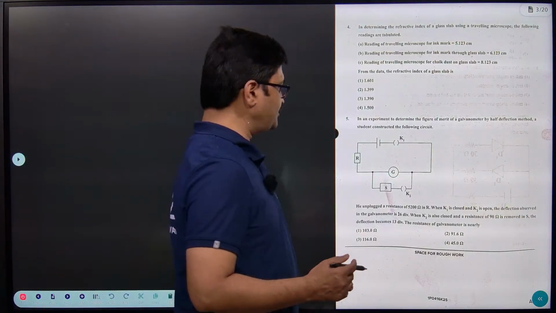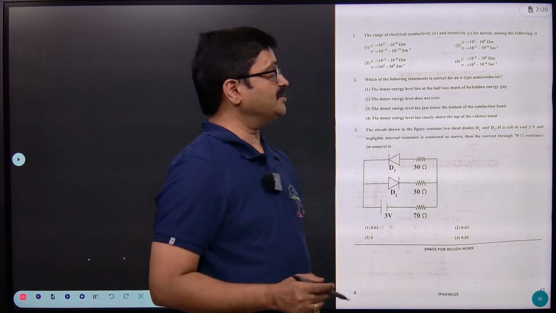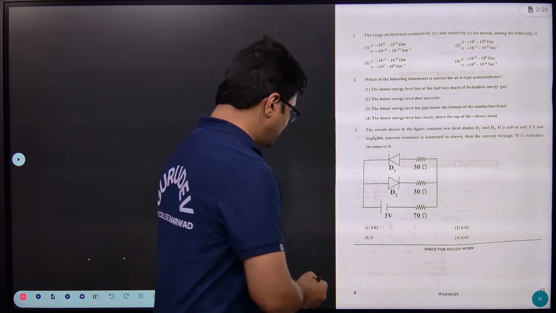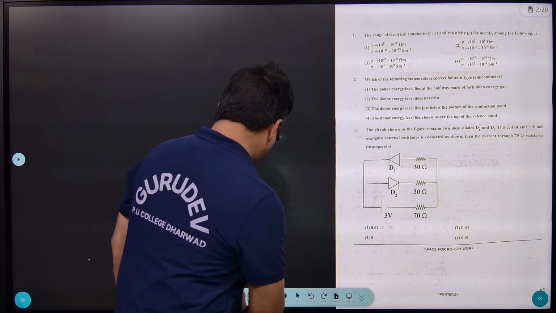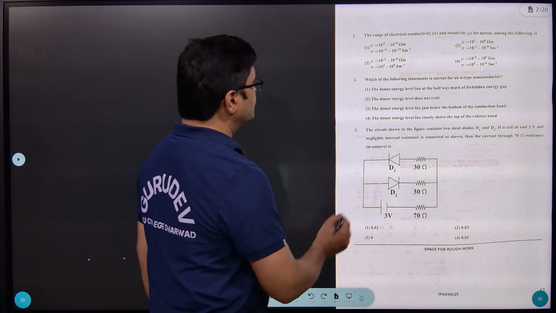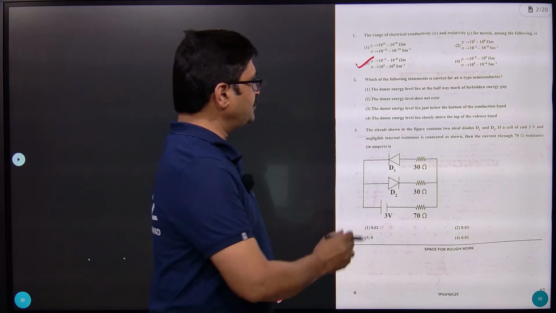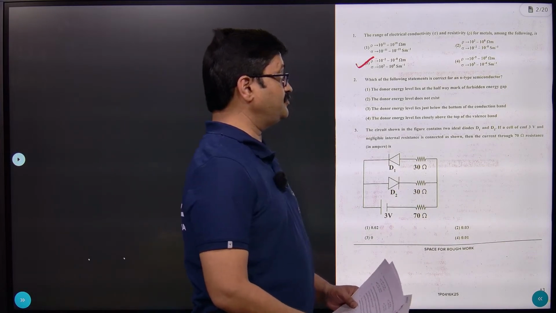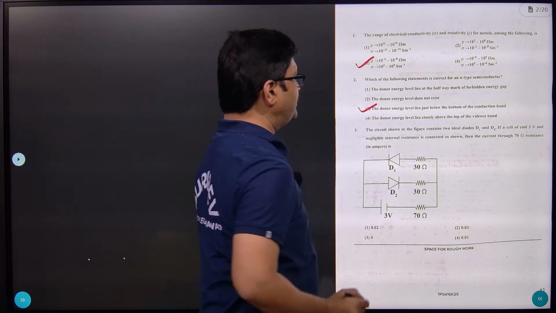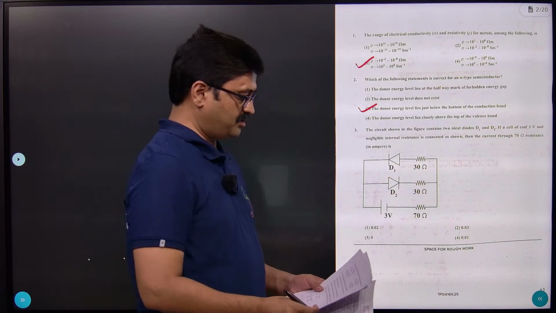In the first question, they are asking about the range of electrical conductivity and resistivity. We need not scratch our head too much here, because conductivity and resistivity have standard values for metallic conductors. So we'll pick option 3 here. Then the second question asks which of the following statements is correct for an n-type semiconductor. Clearly the donor energy level lies just below the conduction band, so option 3 is our right choice.